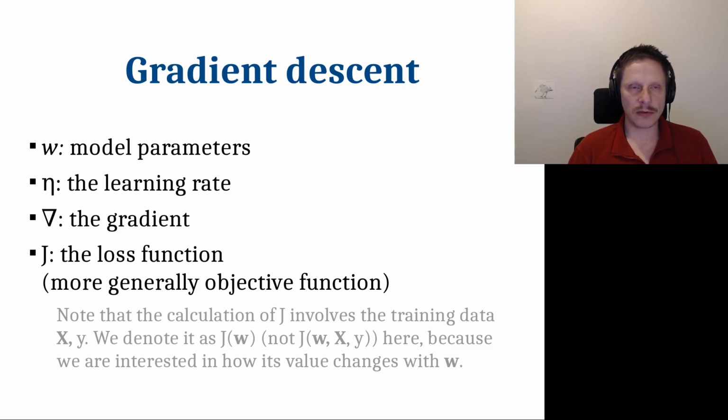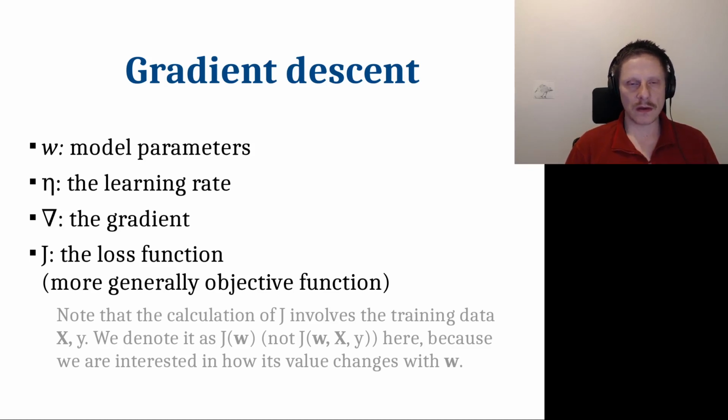Okay, so just a recap of what this notation means. W are model parameters. This is going to be a vector. Eta is a learning rate, and that's a scalar typically. This symbol called nabla, the triangle, is a gradient. J is the loss function, or more generally in optimization, some kind of objective function that we're trying to optimize.